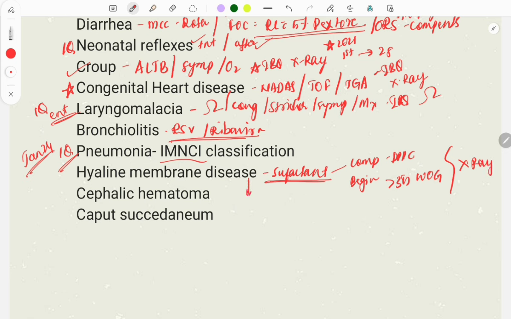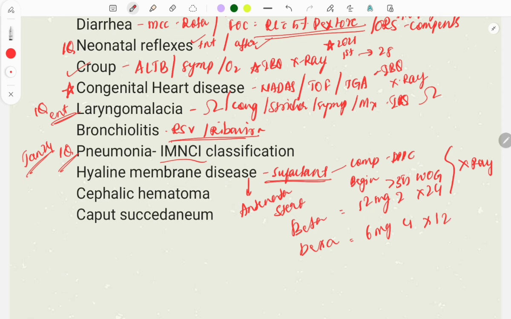And how do you avoid it? We can avoid it by using antenatal steroids, that is betamethasone and dexamethasone. You also need to remember the dosage: for beta it is 12 mg, 2 doses, 24 hours apart, and for dexa it is 6 mg, 4 doses, 12 hours apart.